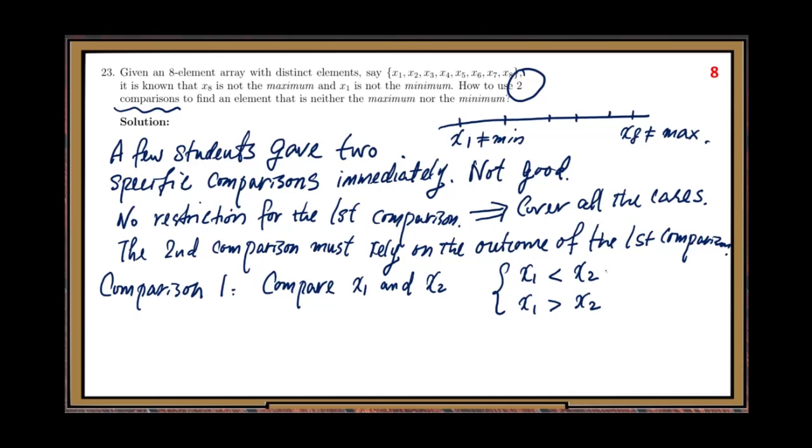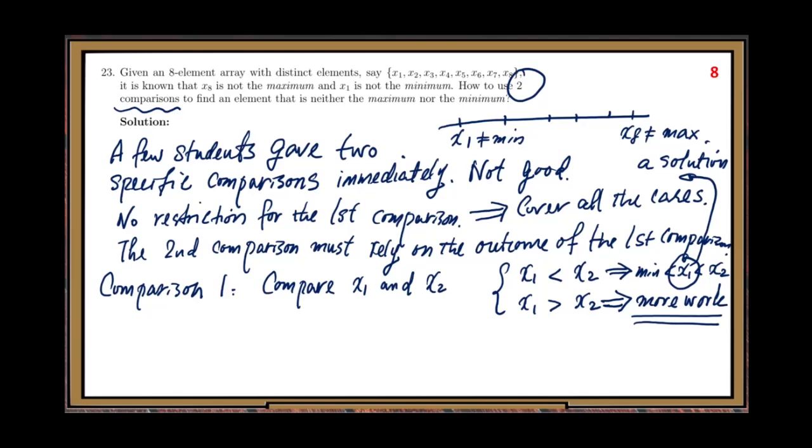In the first case, we can have the conclusion that the minimum is less than x1, which is less than x2. So x1 is a solution. One comparison is enough. But the second case needs more work, because we cannot get a solution yet, so we need to do more work.